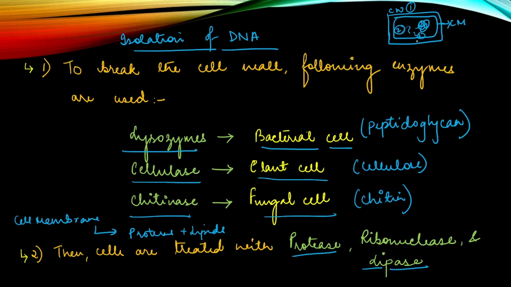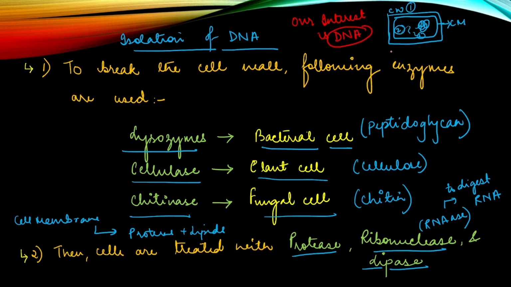Next, we will have RNA here, and we don't want RNA. So we will use ribonuclease, also known as RNase, to digest RNA. Here our interest is the DNA, so DNase will not be used. So these are the first steps we will do for isolation of DNA.